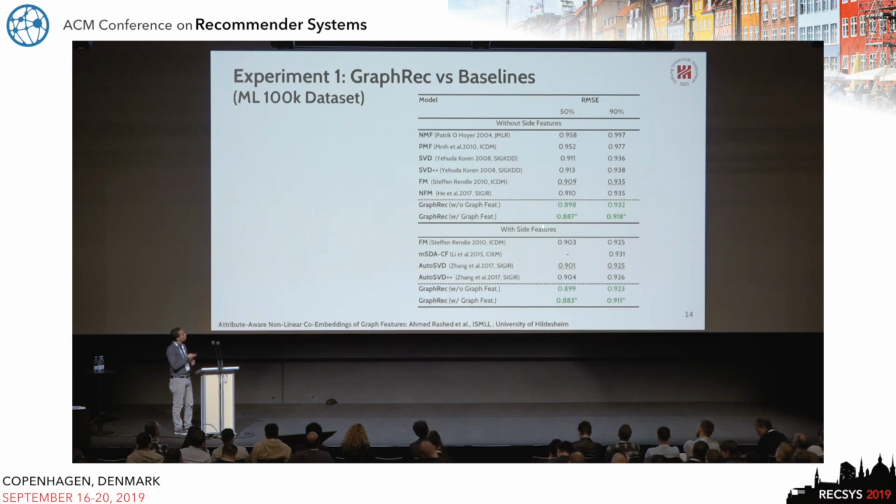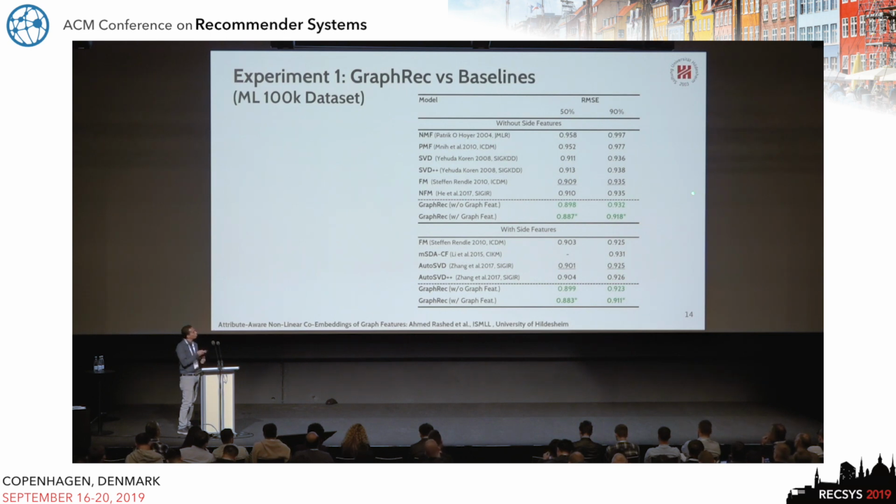But once we added the graph features to GraphRec, we saw a significant improvement that we did not expect. We were expecting an improvement that's slightly above attribute-aware models, but still better than non-attribute-aware models. But the significant improvement was even better than attribute-aware models, just using graph features. And what we also found out is that you can still add the side information for even more improvement.